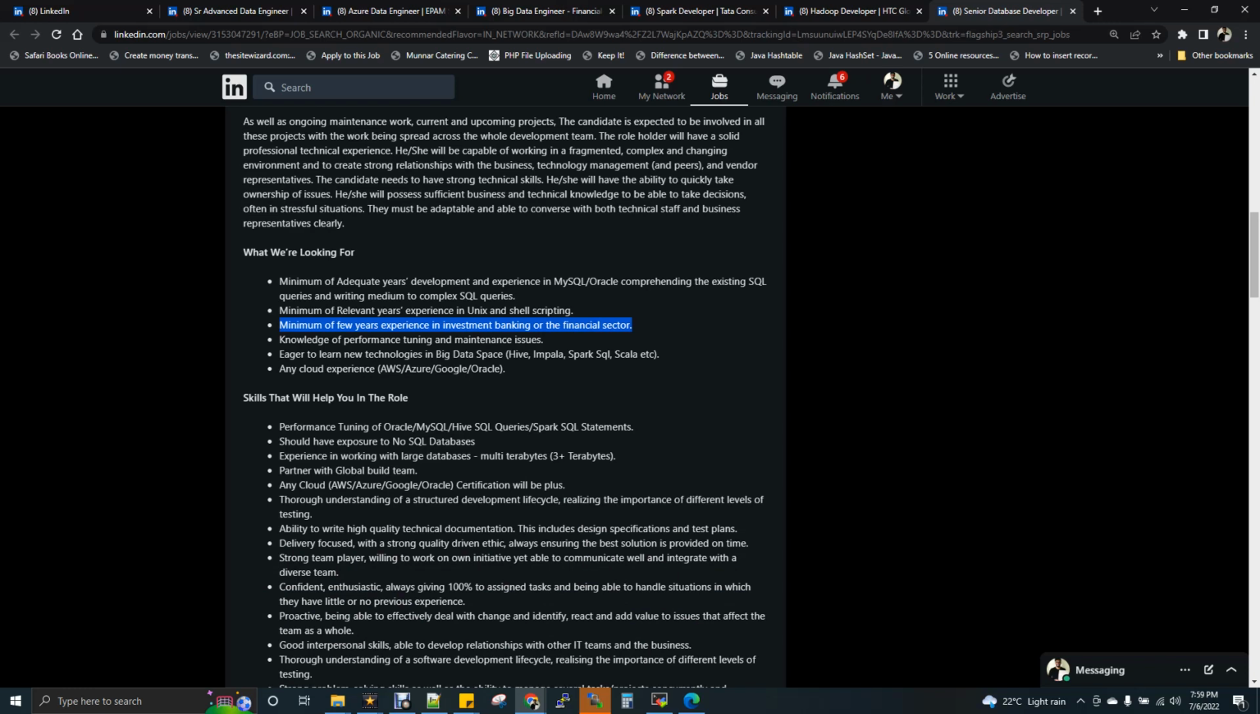It's completely fine. Unix shell scripting, of course, is a basic skill set that we should have. Performance tuning always comes with our blood. Any technology you go to, it always comes with you. So don't worry. Then, knowledge of and eagerness to learn new technologies like big data. They are expecting a learning interest from you for big data, which means they are not focusing that much on this.